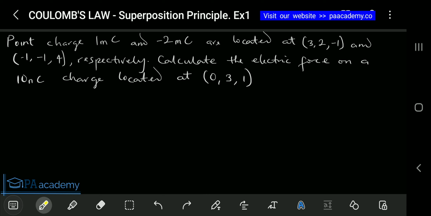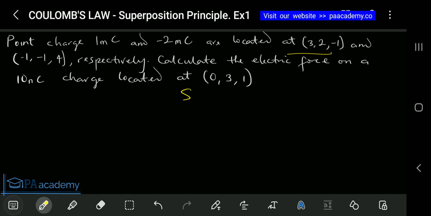Now, let's look at the example we are having here. It says, point charges 1 millicoulomb and minus 2 millicoulombs are located at points 3, 2, and minus 1, and minus 1, minus 1, 4, respectively. So calculate the electric force on a 10 nanocoulomb charge located at 0, 3, and 1.